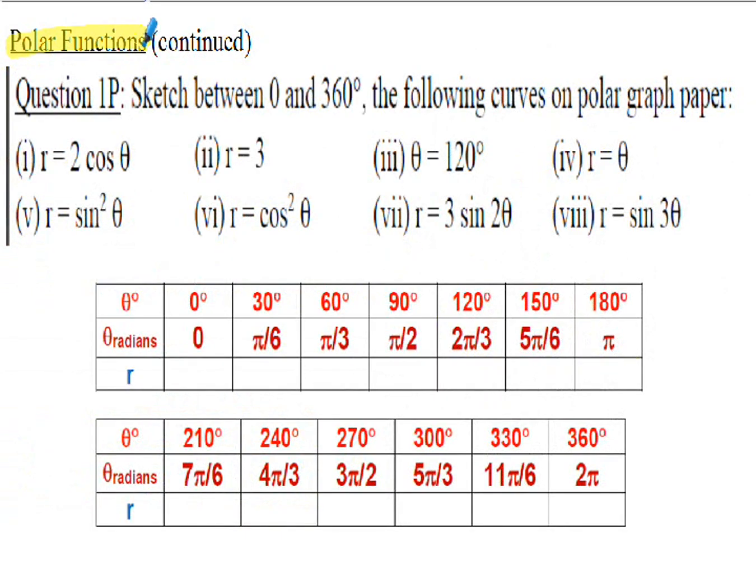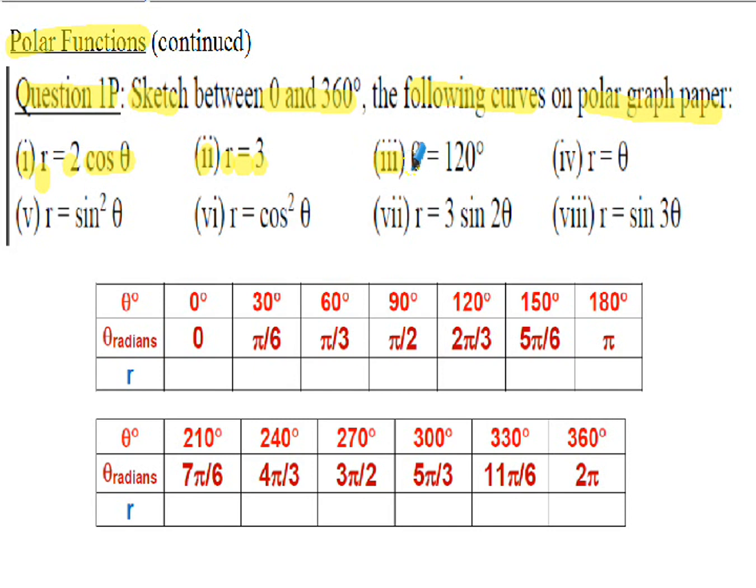Polar functions continued. Question 1p asks us to sketch between 0 and 360 degrees the following curves on polar graph paper. Part 1, r is equal to 2 times cos of angle theta. Part 2, r is equal to 3. So think that through to yourself. For any angle theta, the r is equal to 3. So what curve would you sketch there?